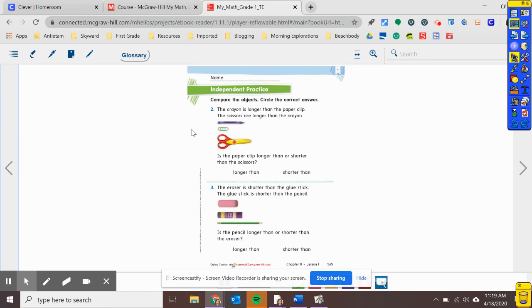Question number 2. The crayon is longer than the paperclip. The scissors are longer than the crayon. That's what it's showing you right here in the picture. So now you need to figure out, is the paper clip longer than or shorter than the scissors? Pause the video, mark up your answer, and unpause when you're ready to move on. Is the paper clip longer than or shorter than the scissors?